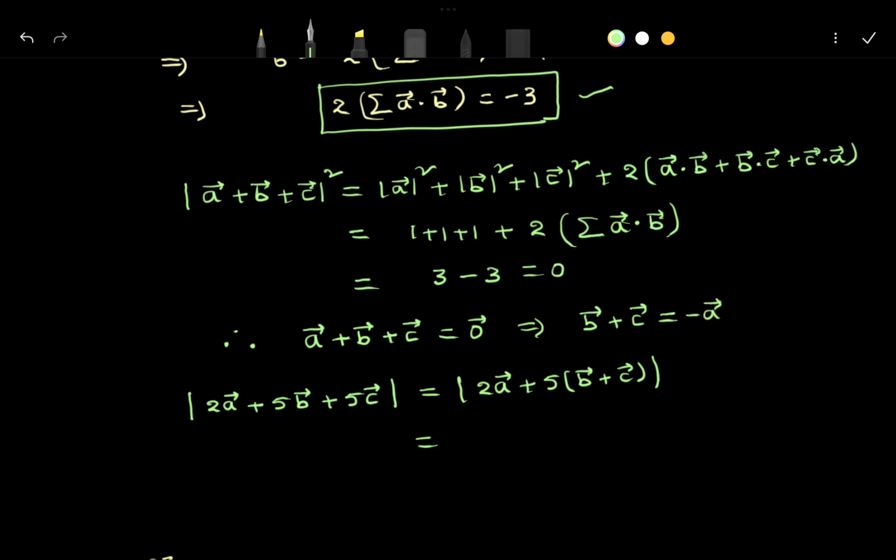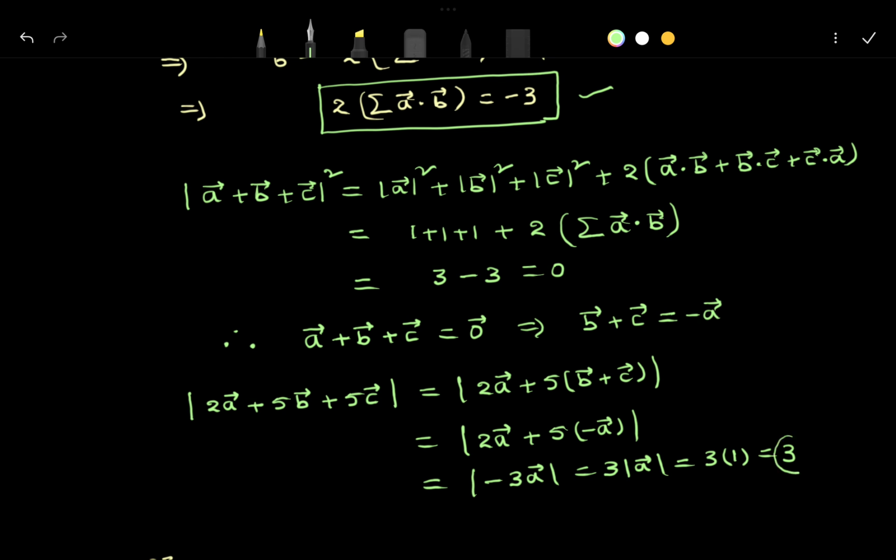Substitute in this one, that is equal to modulus of 2 into a bar plus 5 into minus a bar. So totally this value will be equal to modulus of minus 3 into a bar. So this value you can write as 3 into modulus of a bar. You know a bar, b bar, c bar are the unit vectors. So this value will be 3 into 1, that is equal to 3. So your right answer is that 3 is the correct answer. I hope that everybody is clear on this problem.